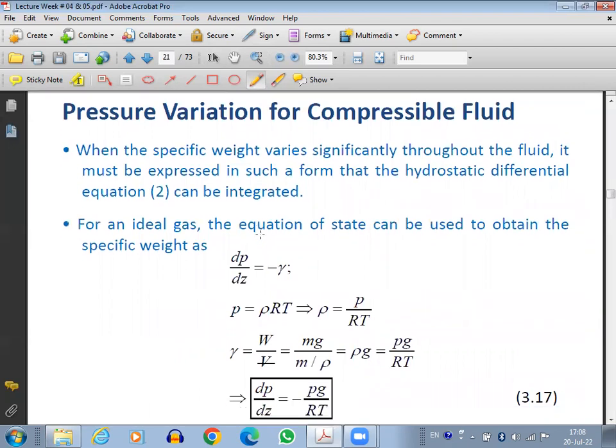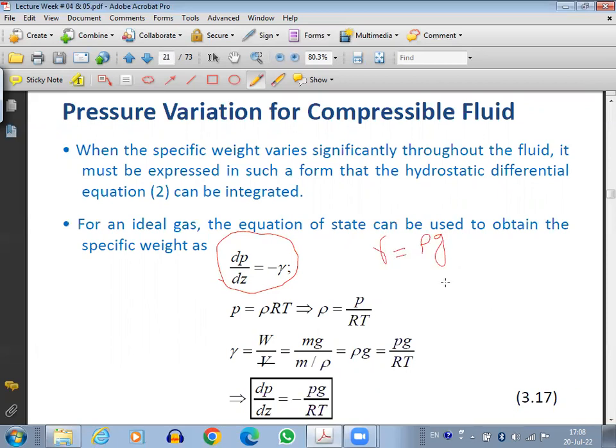Now, pressure variation for compressible fluid. Compressible fluid means air or any gases. Liquids are considered incompressible. So if the compressible fluid is air or some fluid which follows the ideal gas equation of state, then we know that dP by dz equals negative gamma.